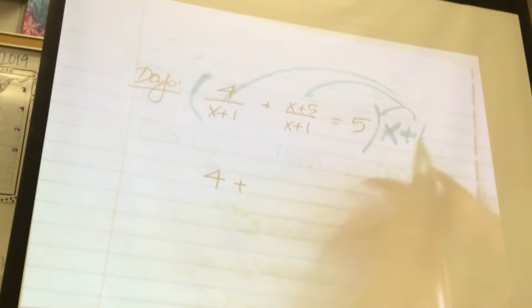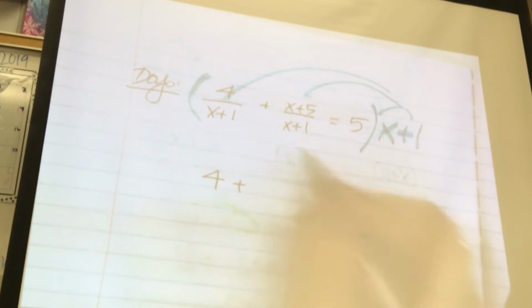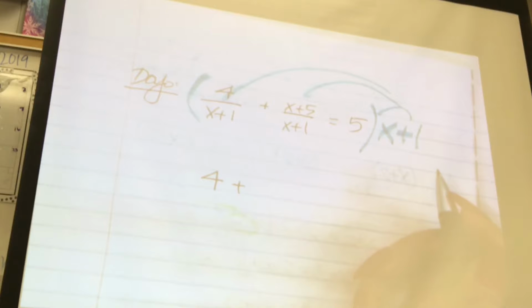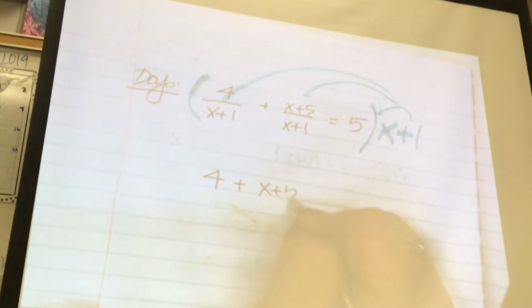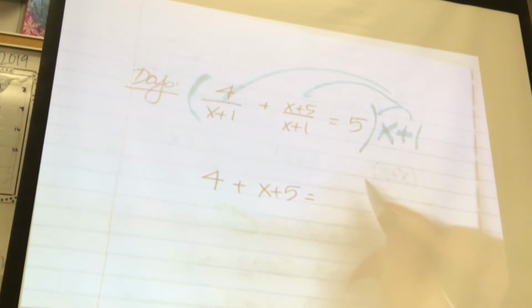What's left over here, Mia? What's x plus 1 times all this? What happens? They cancel. And what are you left with? 5. Almost. x plus 5. Yep. Equals the right hand side.